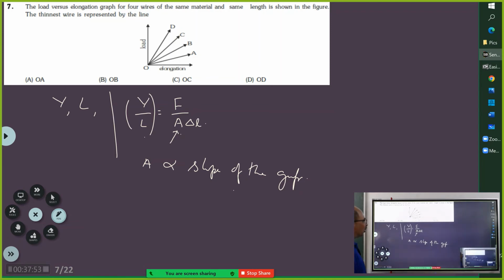the thinnest is OA. OA, yes. Okay, OA. So this is correct. Well done. Excellent. So this is how you have to abstract. See now Adil picked it up, like how to use the formula and manipulate it.